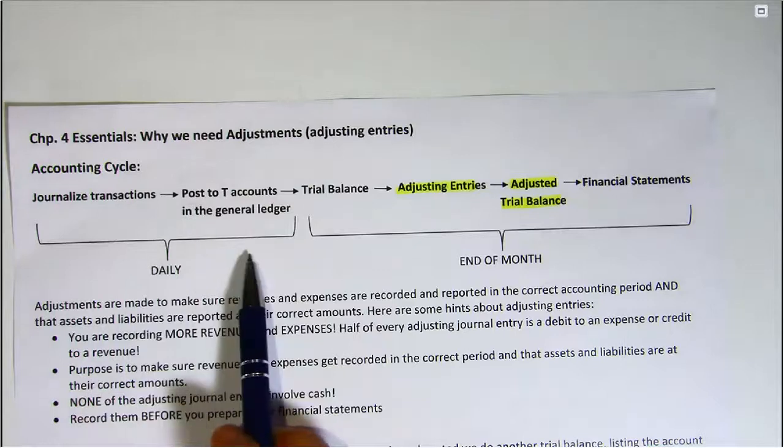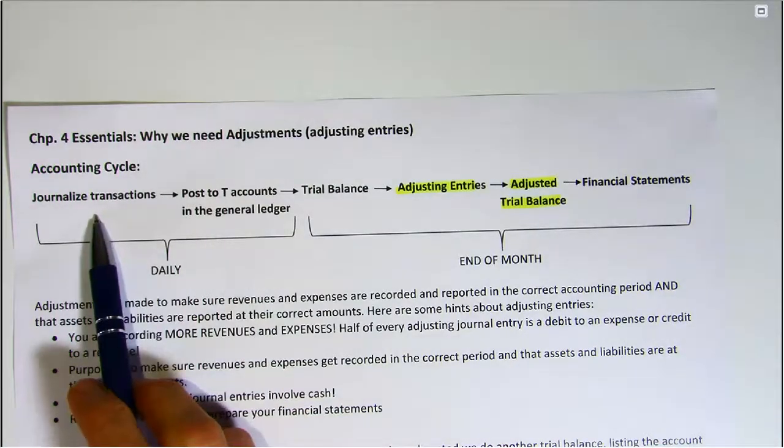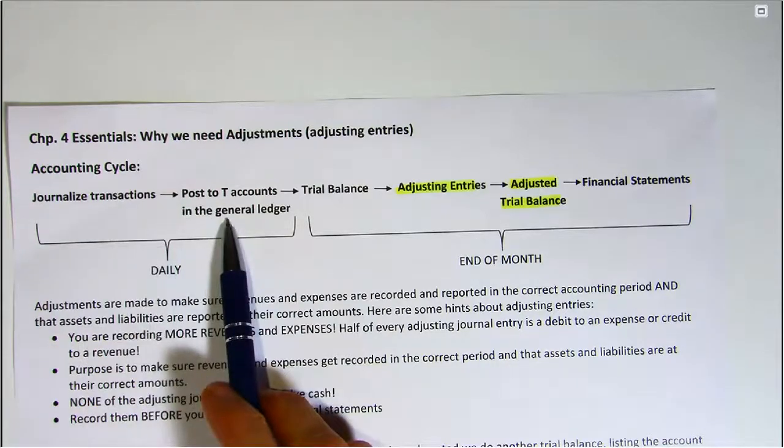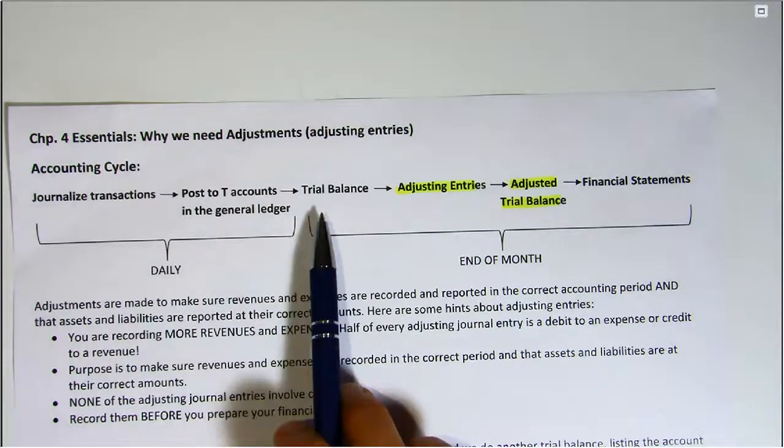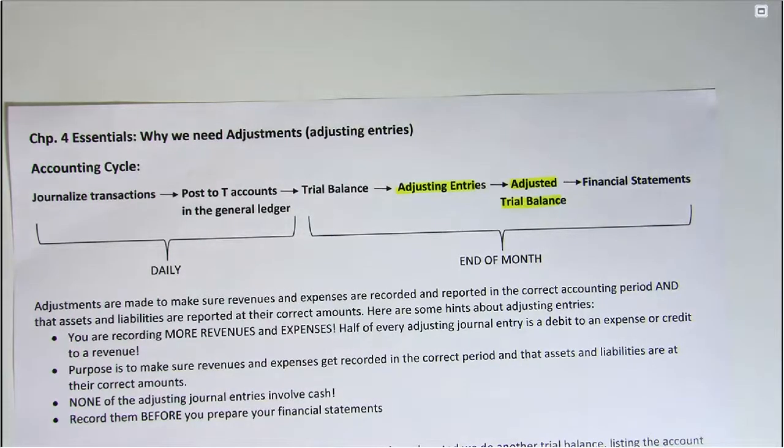On a day-to-day basis, business transactions occur, we analyze, then we journalize them, which means we create journal entries, and then we post those journal entries to our T accounts in our general ledger. And then at the end of the accounting period, we prepare a trial balance to make sure the accounts with debit balances equal the accounts with credit balances in total.